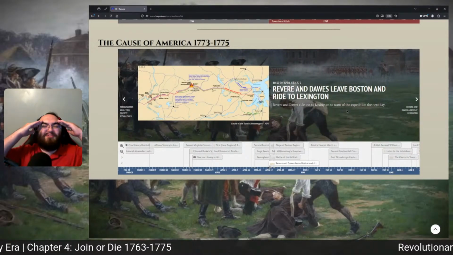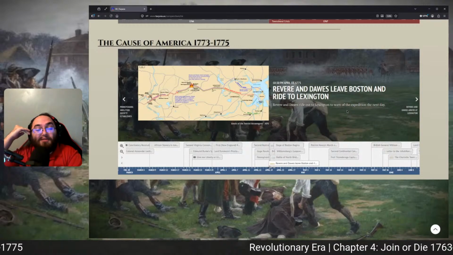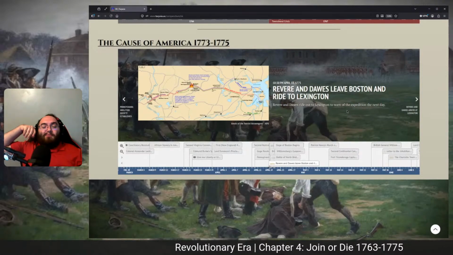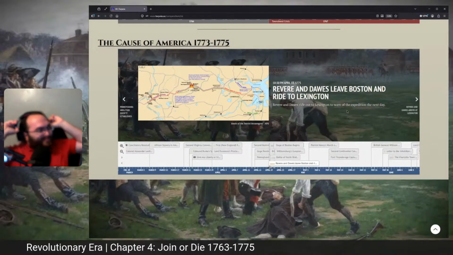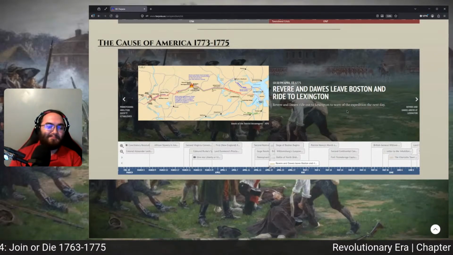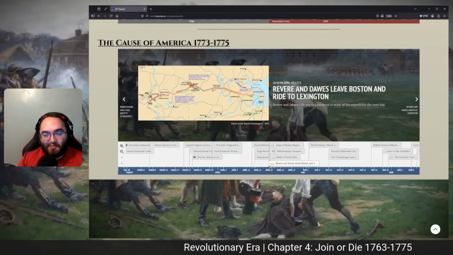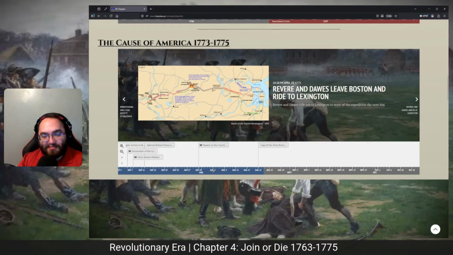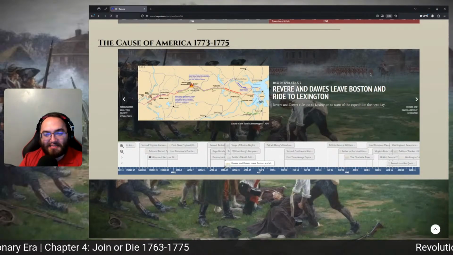Now we get to the battles of Lexington and Concord. Oh boy, we're still not done with this section, and it's been almost 3 hours and 20 minutes. We're getting close though. We're almost over. So let's try to get through this.